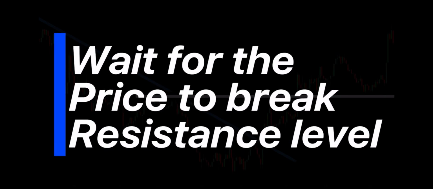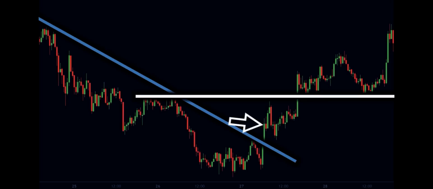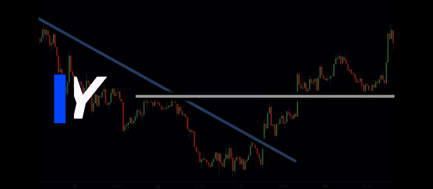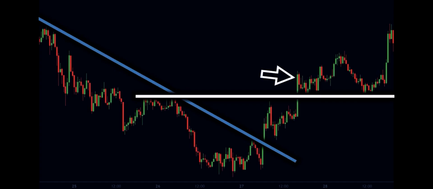Now, the fourth step is to wait for the price to break the resistance level. After the break above the trend line, we want the price to break above the resistance level as well. When the price breaks above the resistance level, this will confirm that the price has successfully broken out of the trend line. The fifth and final step is our entry. After the break of the resistance level, we want the price to pull back to the resistance level, and we will enter when the price retests the resistance level. We will enter on the first green candle that appears after the retest of the support level.